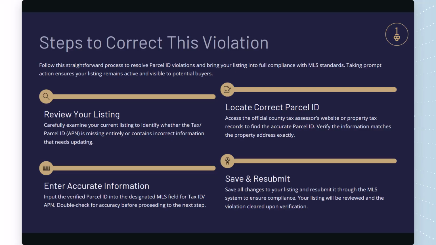Step number two is we can correct the parcel ID. We can check official county records, tax assessor databases. We can make sure that parcel ID that we find aligns with that property address that we're maybe purchasing or selling. Once it's verified, we can correct the parcel ID in the MLS, double check your entry, make sure it matches official records without typos or formatting errors. And then, of course, we will go ahead and save and submit that property. The listing will be reviewed. The violation will be cleared once it's accurate and confirmed.